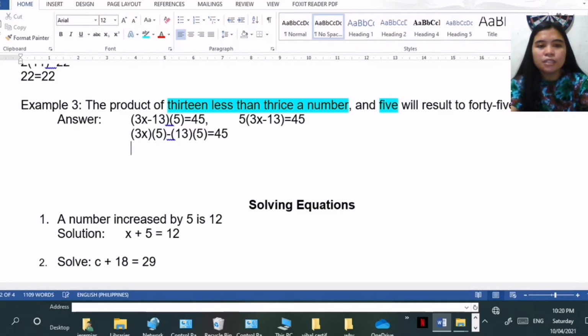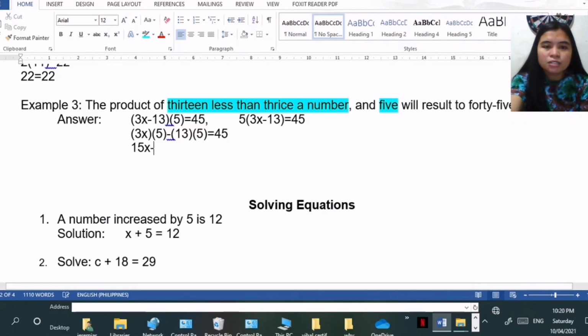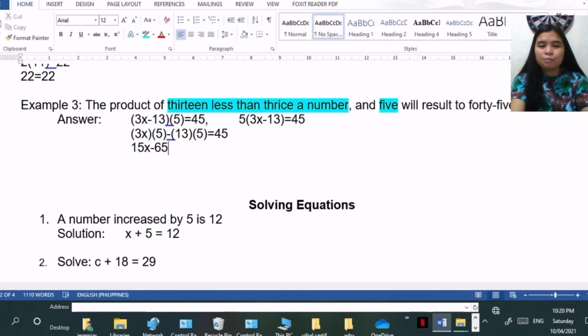So, now, magiging 3x times 5. Di ba kanina sabi ko, kapag nagmumultiply ka ng number tsaka letter, pag tatabihin mo lang, basta laging mauuna yung number. Pero kapag kaganito na parehong may number, you are going to multiply the number and then copy the variable or the letter. So, we have 3 times 5, that is 15. And then, copyhan mo yung letter or yung variable. So, copy x. And then, copy minus. And then, dito na tayo. 13 times 5 is, ilan ba yung 13 times 5? That is 65. Okay po.